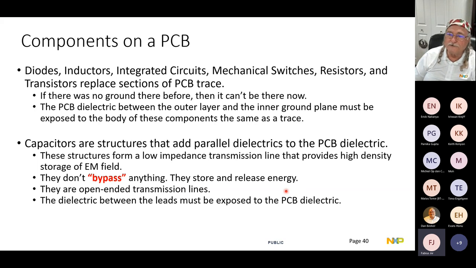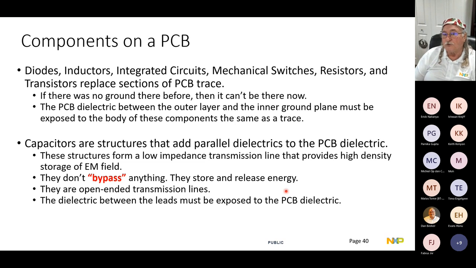If you have a 50 volt spike on a normally 12 volt line and you have a transient suppressor there, it has to eat the 38 volts. It's just not magically going away. It doesn't shunt the energy. It has to convert it into heat. So you're consuming energy, and heating up components eventually causes damage.